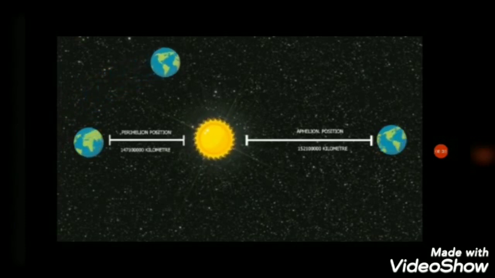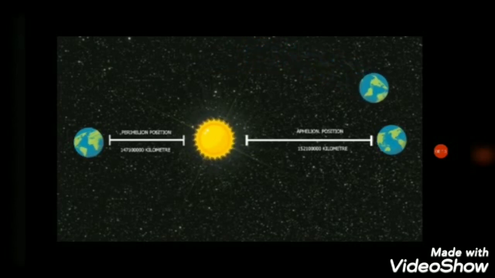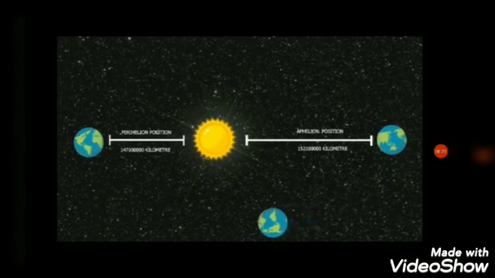And during summer, the distance between Sun and Earth is smallest. This position is called perihelion. At this position, the distance between Earth and Sun measures 14 crore 71 lakh kilometers.